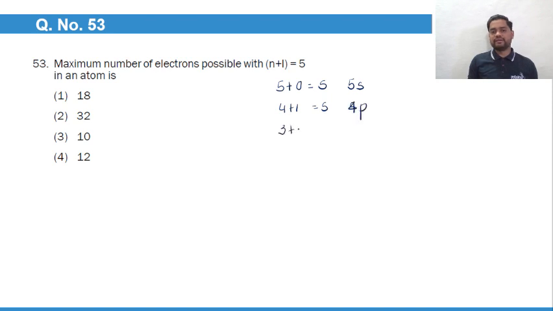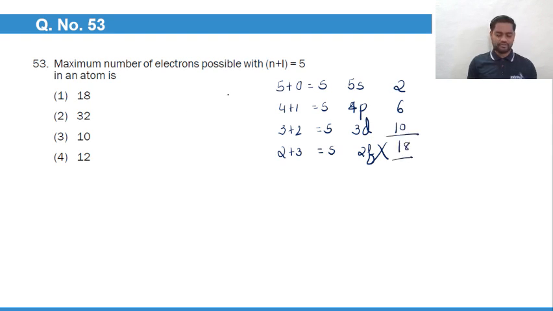Then 3 plus 2 is equal to 5, which means we are talking about 3d. Then 2 plus 3 is equal to 5, which means we are talking about 2f. Certainly this orbital is not possible, so these are the only possible combinations. The s orbital has 2 electrons, p has 6 and d has 10. So the total is 18 electrons. Hence the right answer will be 18.